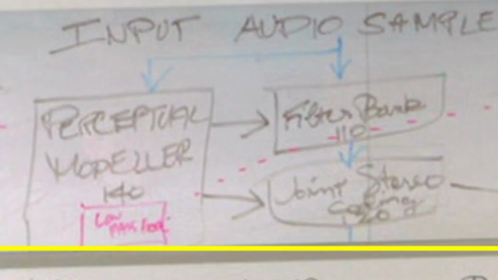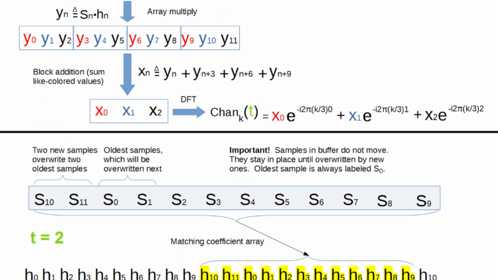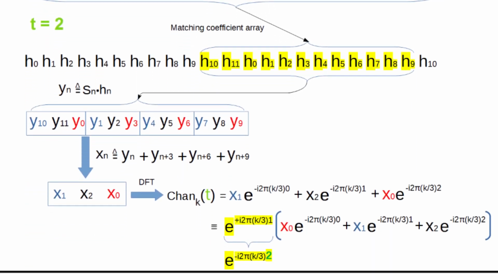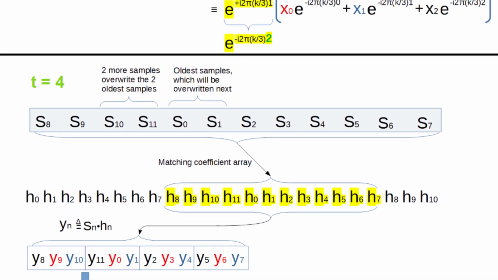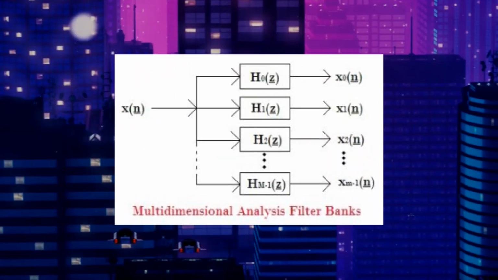And there are three modules here. So one is the filter bank. In signal processing, a filter bank is an array of band pass filters that separates the input signal into multiple components, each one carrying a single frequency subband of the original signal.